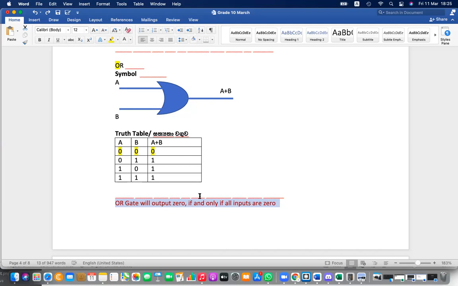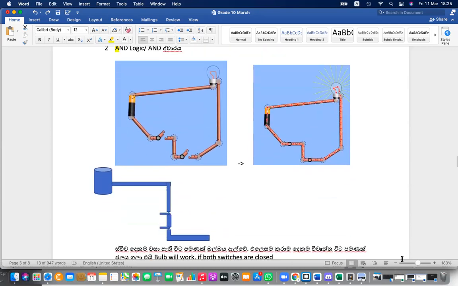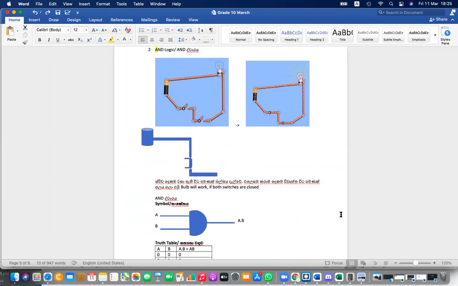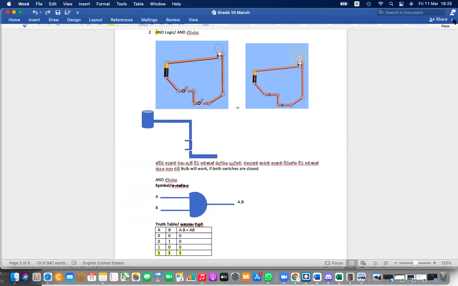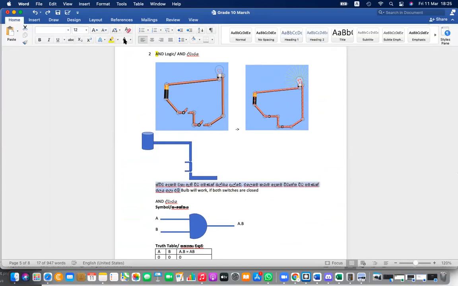Okay, let's move to the next gate. That is the AND gate. Shall we draw this first? We can start by drawing the AND gate circuit. You can draw the tap line example, the water line example, as well as the electronic example. Both you can draw. And then you can show the symbol.